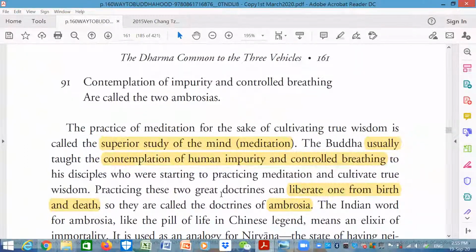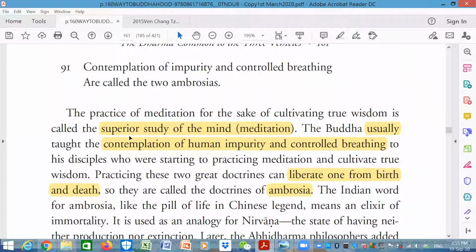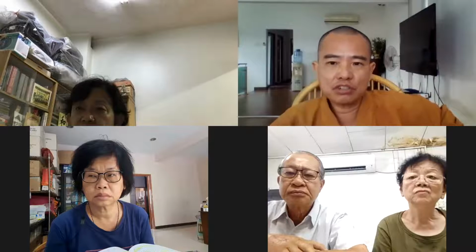We go to this. So why we call it superior study of the mind is because the meditation will upgrade. Let's say you do the meditation and subsequently you upgrade your wisdom, then we will call it superior study of the mind. If your meditation doesn't bring it up, doesn't make your wisdom unfold, that is not superior study. Remember that. It's very important. Meditation is only a tool. It's not our ultimate goal.